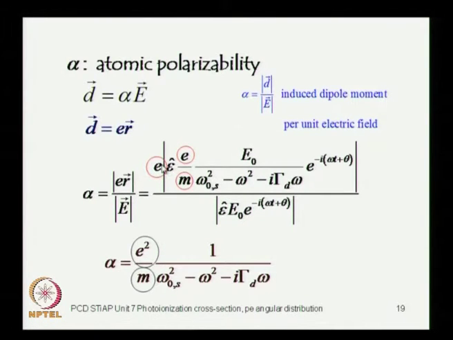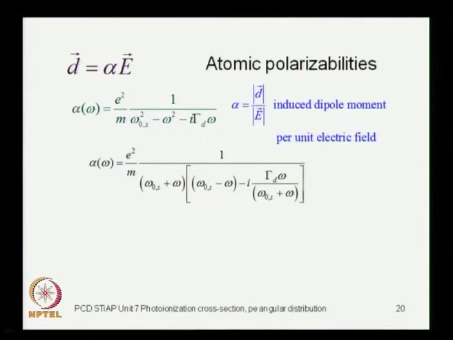So, now there is e square, there are two places where the electric charge comes. So, you get e square over m, and if you take this modulus and divide it by this term over here, you get omega 0 square minus omega square minus i gamma omega. So, this is a complex number. Okay. All right. Now, in this complex number you have got omega 0 square minus omega square.